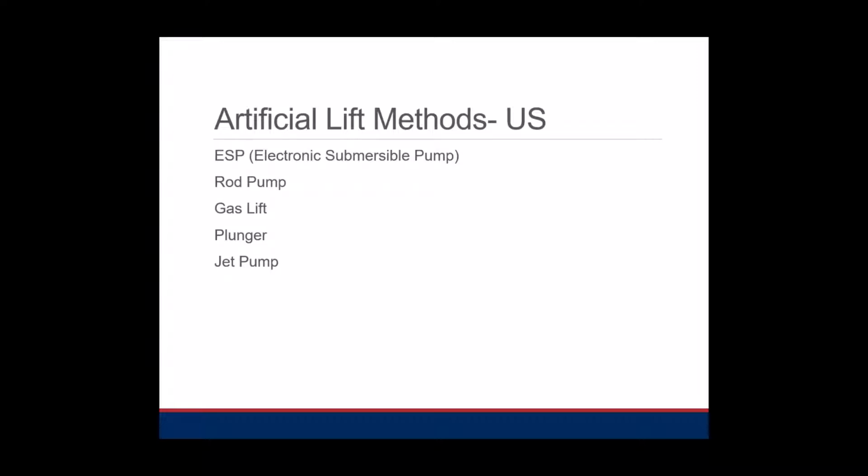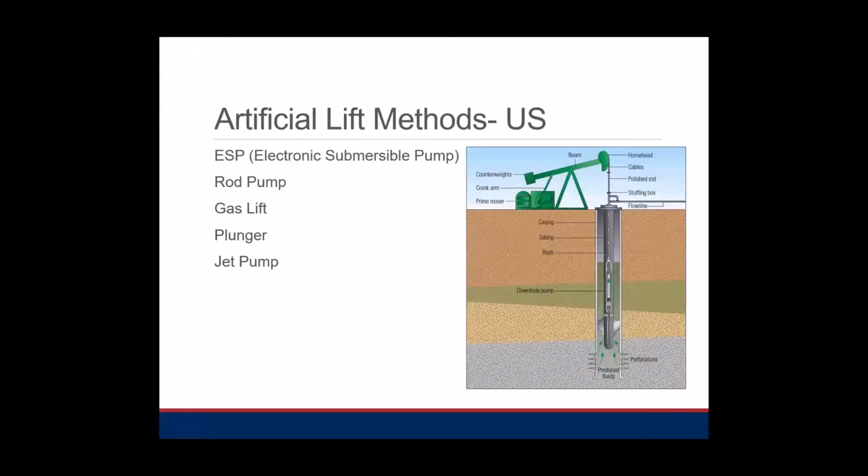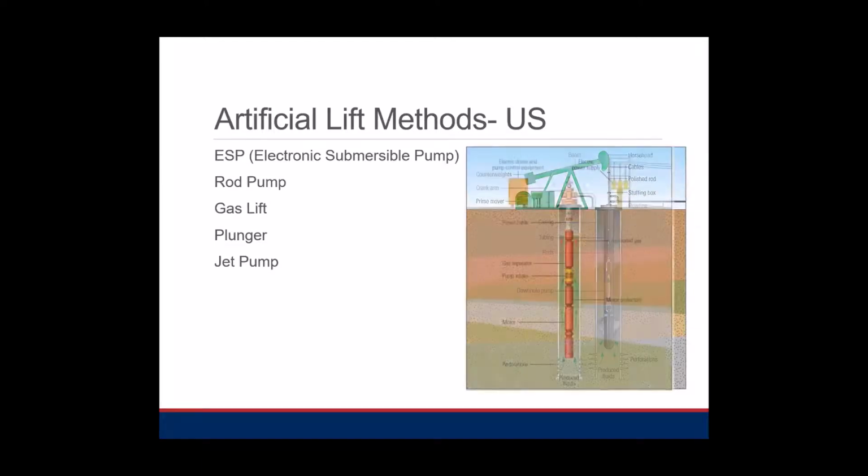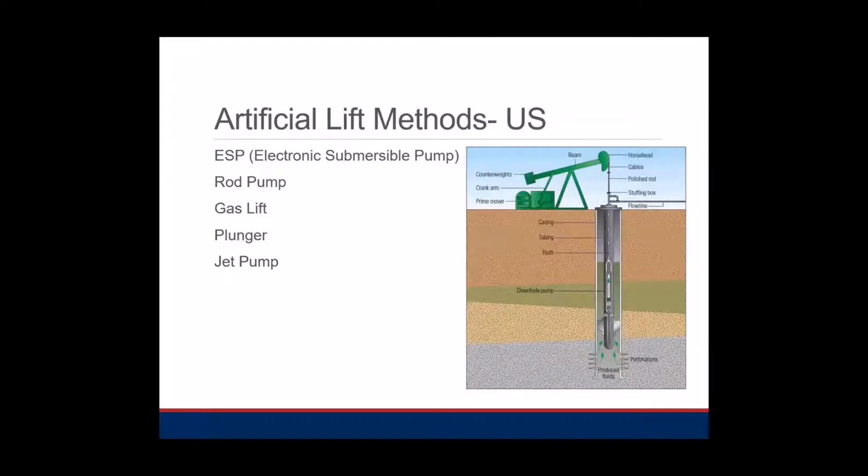So artificial lift methods in the US, there's a few more beyond this, but electric submersible pumps, ESPs, rod pump, gas lift, plunger lift, and jet pump. A rod pump is basically, we've seen it, a pumping unit. That pumping unit is tied to a rod string. That rod string runs downhole to a subsurface pump. It reciprocates up and down. The majority of US wells today eventually go to some type of a rod pump well. And each one of these rod pumped wells has a gas separator.